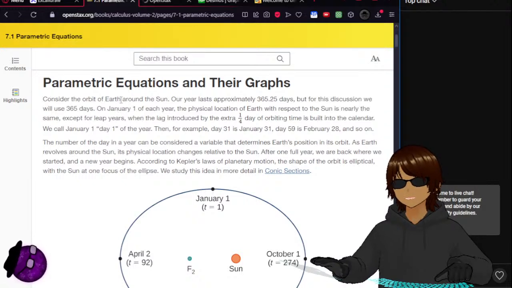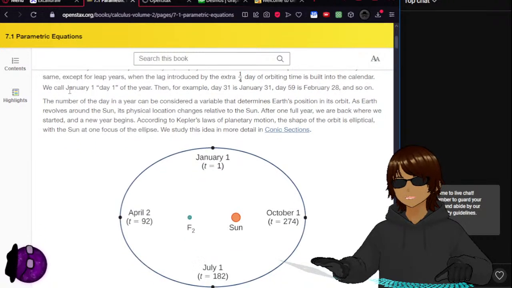Consider the orbit of Earth around the Sun. Our year lasts approximately 365.25 days. But for this discussion, we will use 365 days. On January 1st of each year, the physical location of Earth with respect to the Sun is nearly the same, except for leap years, when the lag introduced by the extra one-fourth day of orbiting time is built into the calendar. We call January 1 day 1 of the year. Then, for example, day 31 is January 31st, day 59 is February 28th, and so on.